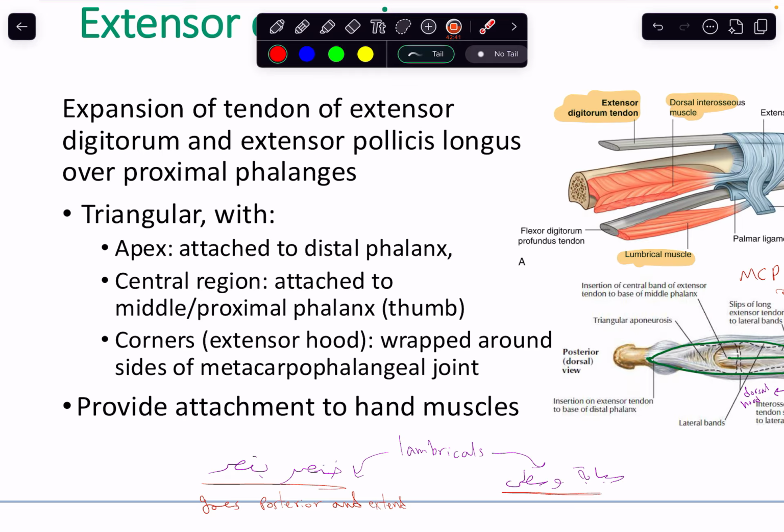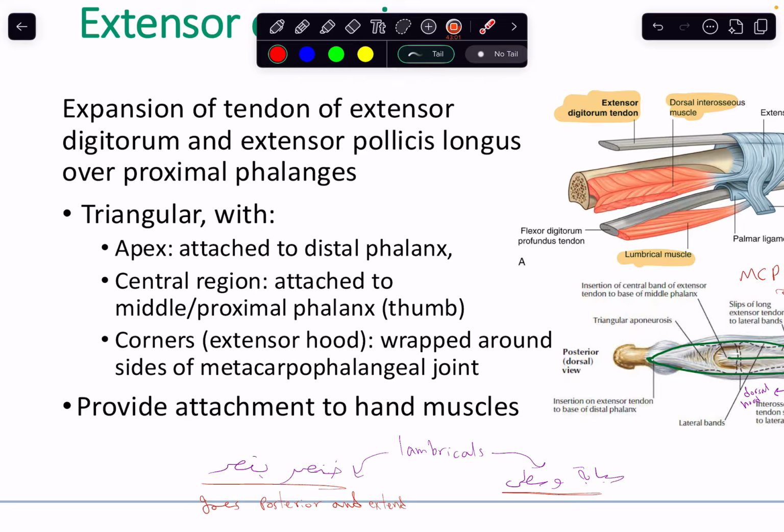No hood here. Hood is at the metacarpophalangeal joint, like this, right? So this is the hoody area that is covering the joint, wrapped around the sides of the metacarpophalangeal joints.